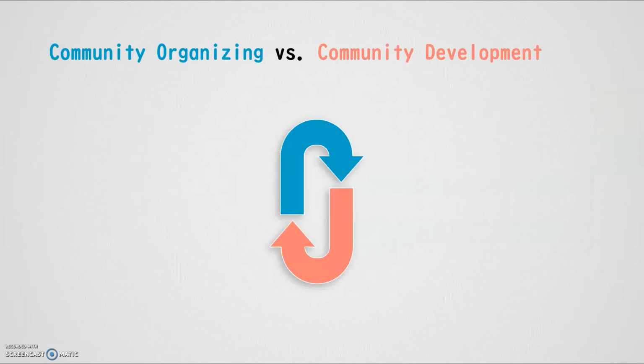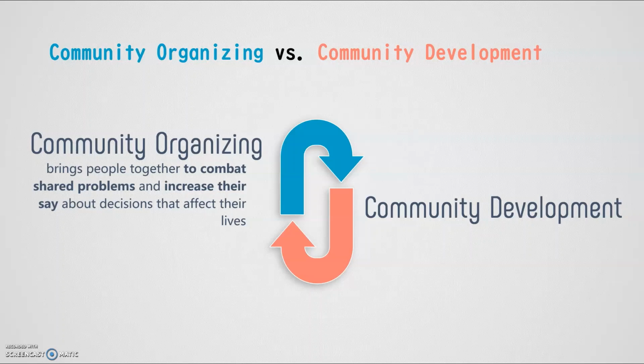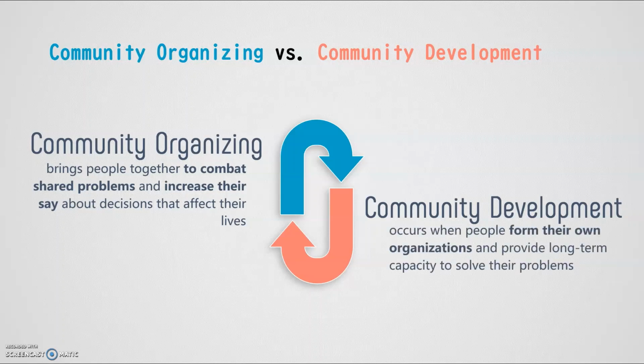Now, before we proceed to the core of our discussion, let us first define some terms that are often used similarly, but they actually have different meanings: community organizing and community development. Community organizing brings people together to combat shared problems and increase their say about decisions that affect their lives. In community development, people form their own organizations. The initiative comes from the people themselves.